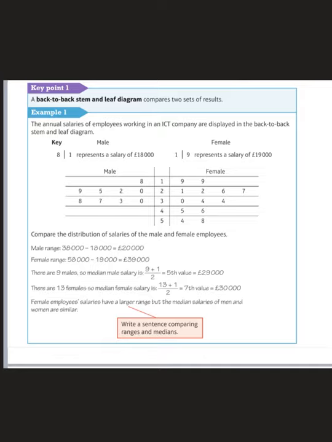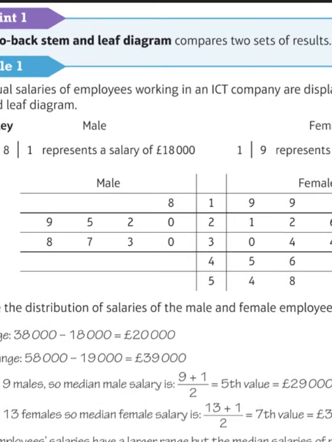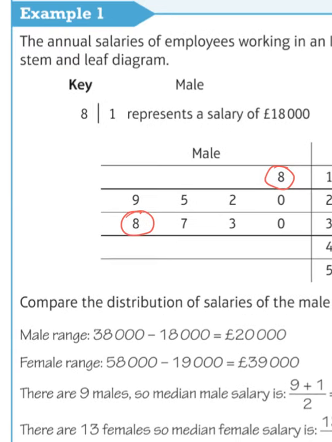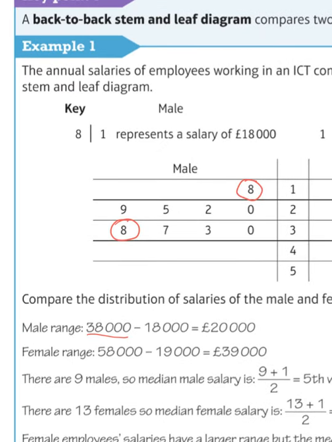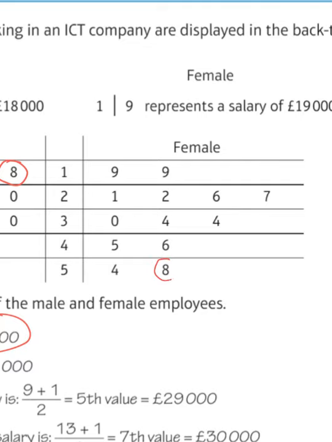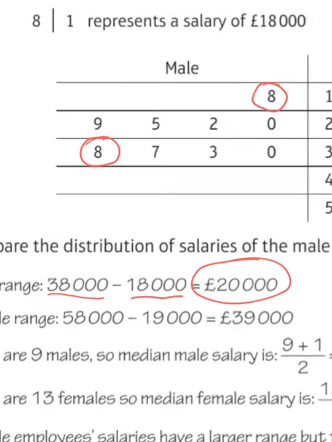From this question, we could find out the range for male. For example, this will be the lowest value and this will be the highest value. So we know that the highest value for the male range is 38,000, and the lowest is 18,000. So the male range will give us £20,000. For the female, the highest value is 58,000 and the lowest will be 19,000. So we minus those together.